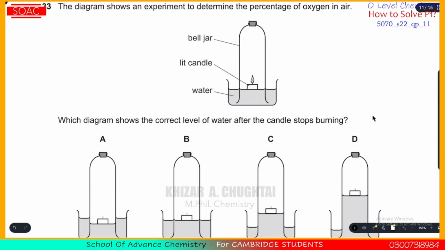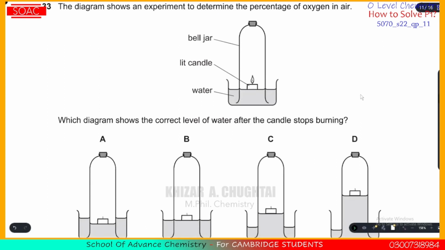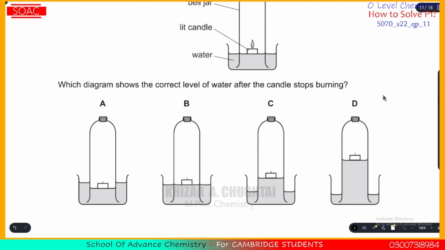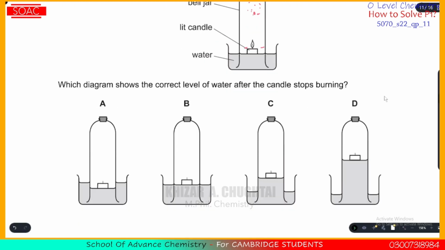Question 33. Which diagram shows an experiment to determine the percentage of oxygen in air, and which diagram shows the correct level of water after the candle stops burning? There is 21% oxygen, and this candle will burn this oxygen, and the level of the water will rise in the tube. So the rise should be up to about 21%. There is a decline in level, the same level, a rise in level, but that is a very high rise. This one rises almost 20% of the total tube. So C is the correct option.